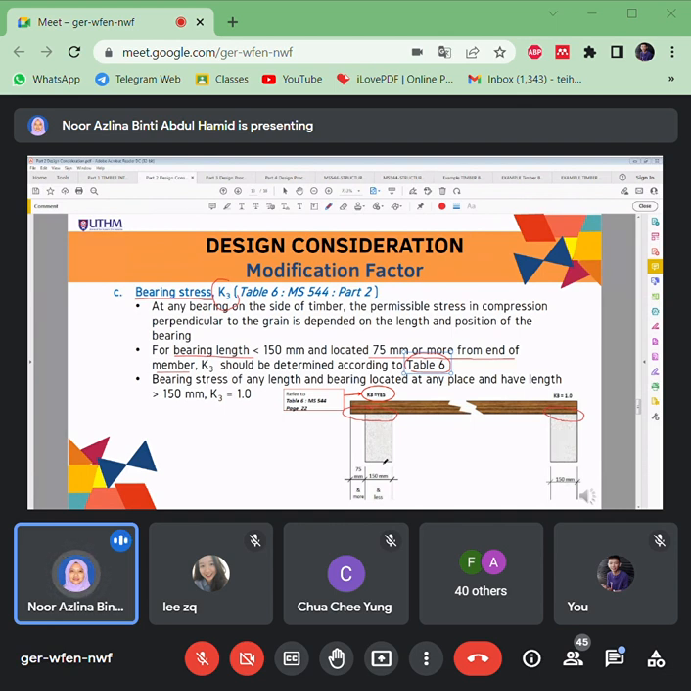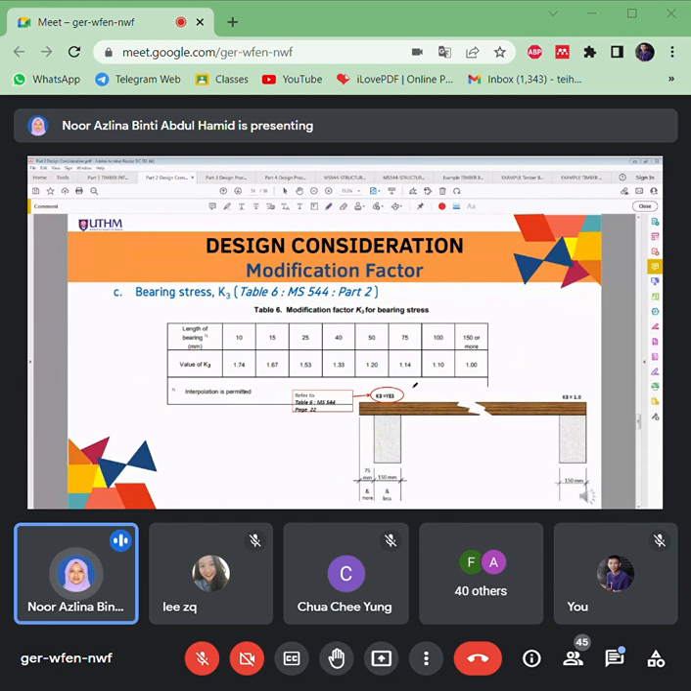Sometimes I will lose connection again, there are signs of lost connections. So if it is 150 and less, and then about 75 mm, this is about the hanging regions. So you have to use table 6, which is the length of bearing. You can see it goes up to 150 only. If less than 150, you have to use all of these K3 values. If more than it, K3 is equal to 1. So this is 150, which is 150 or more than it.